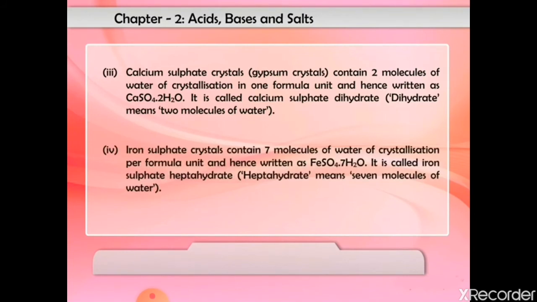4. Iron sulfate crystals contain 7 molecules of water of crystallization per formula unit and hence written as FeSO4·7H2O. It is called iron sulfate heptahydrate. Heptahydrate means 7 molecules of water.